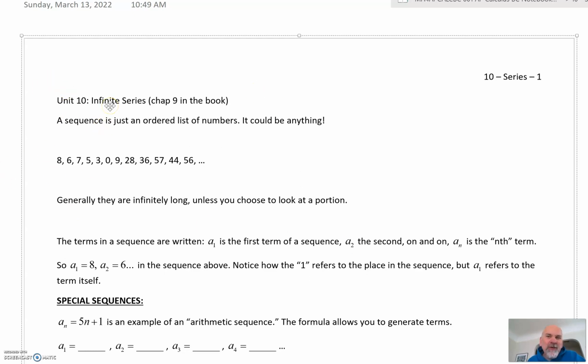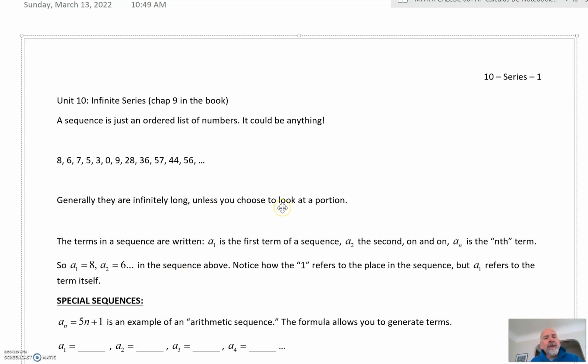So what's the difference between a sequence and a series? A sequence is just an ordered list of numbers. It could be anything. Here's an example: 8, 6, 7, 5, 3, 0, 9, and then 28, 36, 57, 44, 56. You might be wondering what those are. Those were the alphabetically first numbers on the Seahawks roster as of like 2 days ago. A sequence is just a list of numbers, and there can be a pattern to it, and there doesn't have to be a pattern to it either.